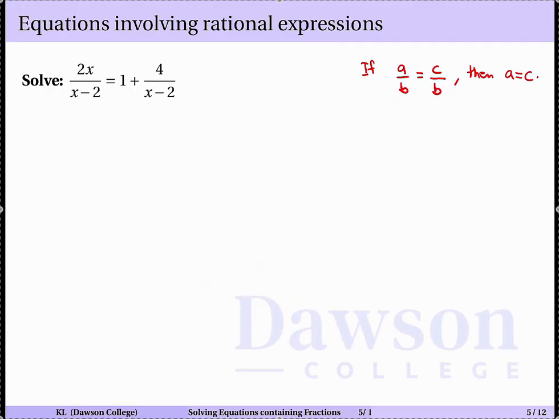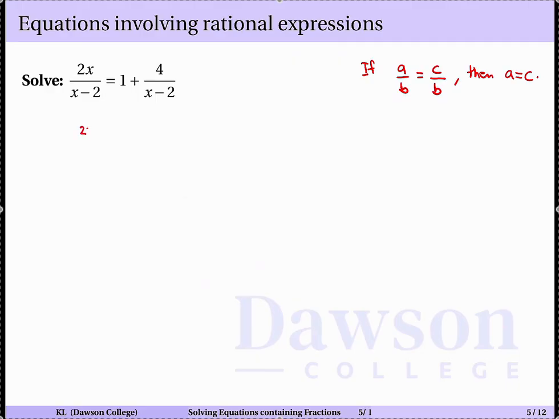So basically, on the left hand side, there's only one expression. That's your 2x over x minus 2. And then on the other side, there are two expressions. There's 1 and then there's 4 over x minus 2. So what we're gonna do is to combine the right hand side and make them a single fraction.